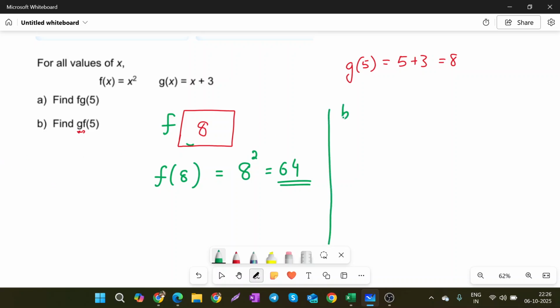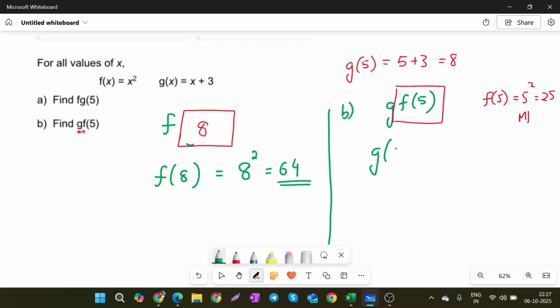Part B, so we need to do gf of 5. The first thing we're going to do, we're going to focus on the f of 5 part. F of 5 is easy. Replace x with the 5, so we do know that f of 5 would be equal to 5 squared, which is 25. You will get 1 mark if you do that, so although it's really easy to do in your head, please show your workings in your test.